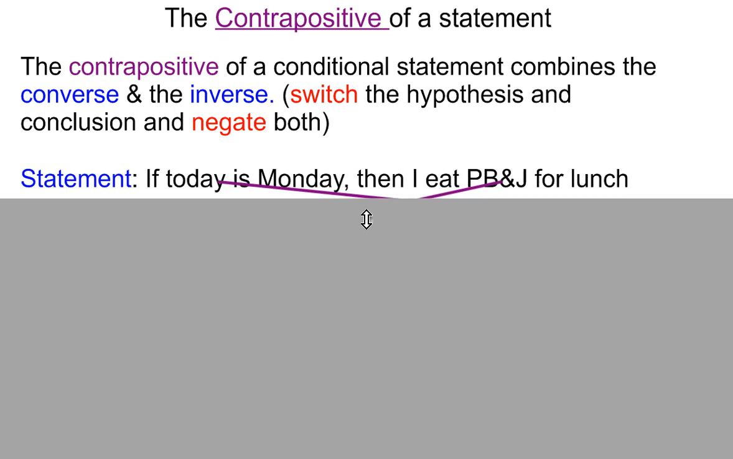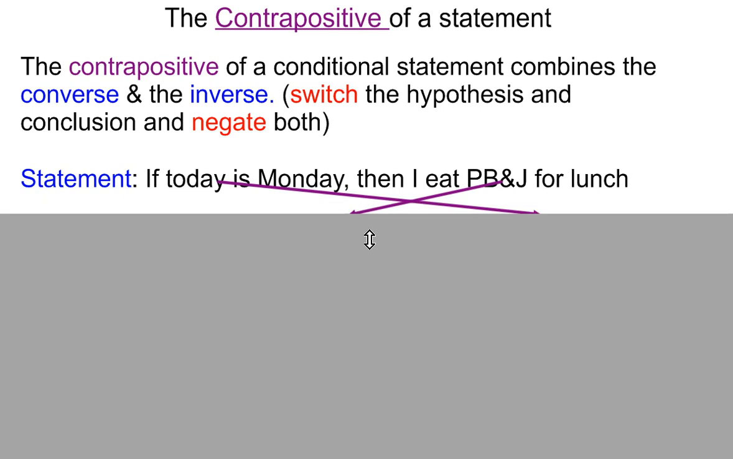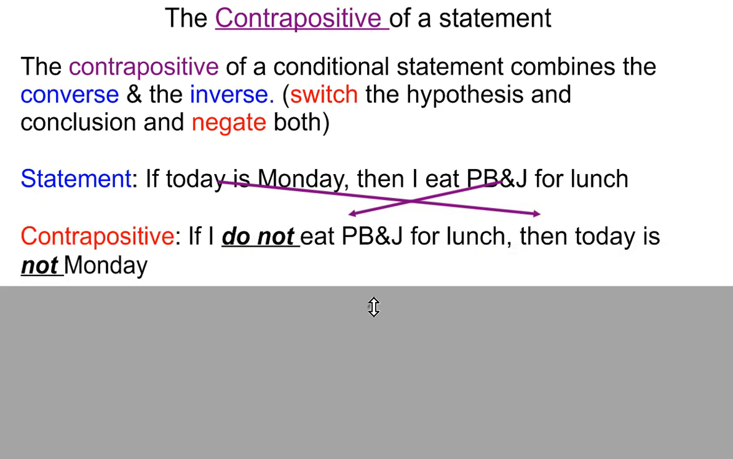So let's take an example. If today is Monday, then I eat PB&J for lunch. So what we're going to do is switch the premise and conclusion, and negate both of them. So, if I do not eat peanut butter and jelly for lunch, then today is not Monday.